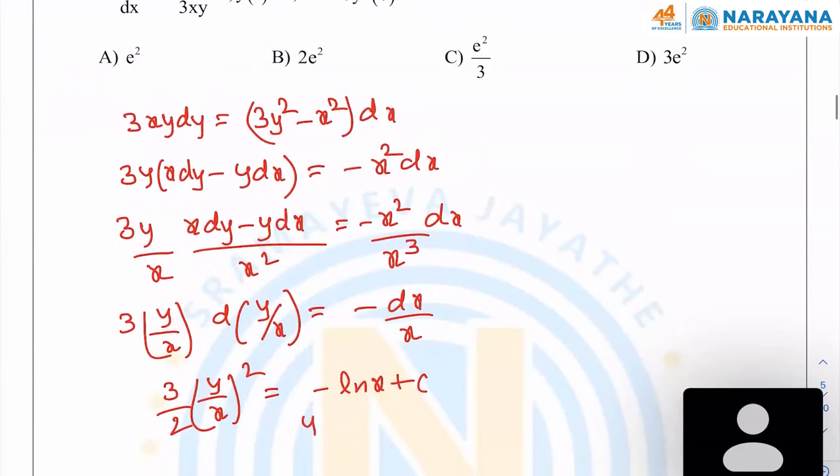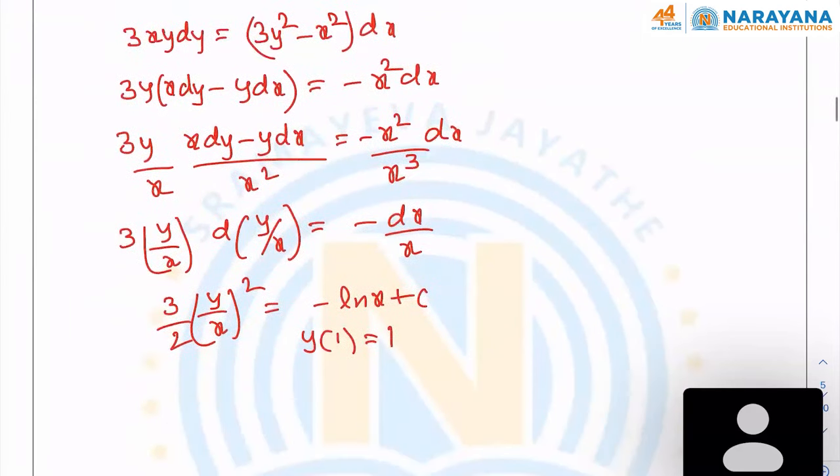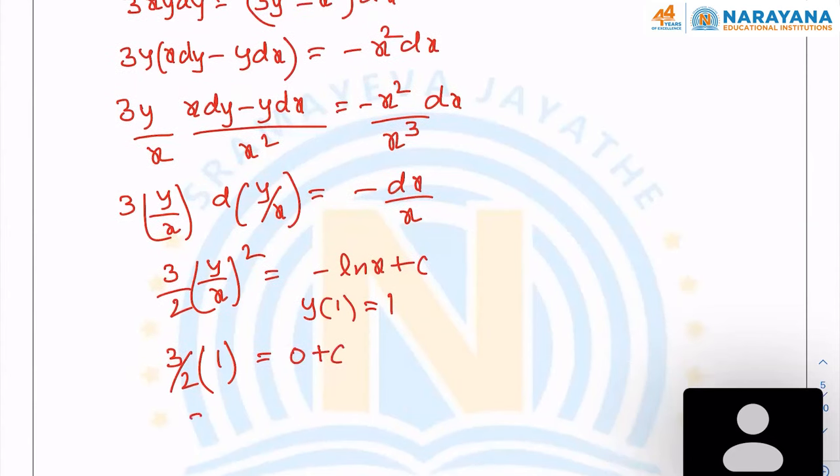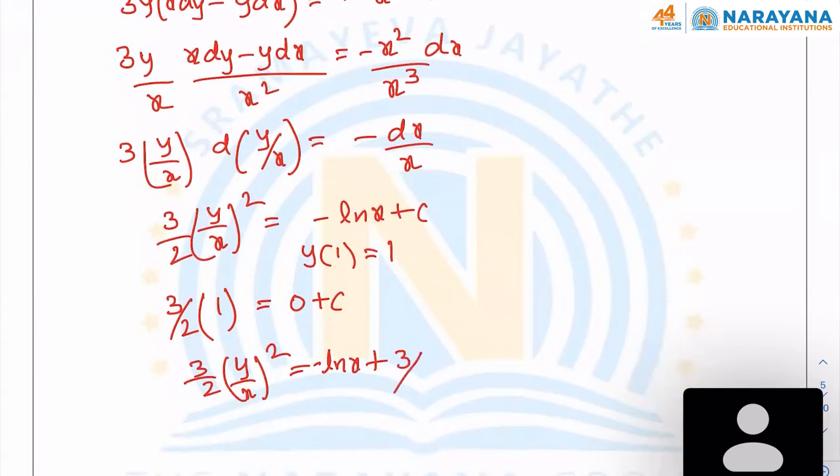y of 1 is equal to 1. So 3 by 2 into 1 is equal to 0 plus c. So the value of c, the integration constant, is 3 by 2. So 3 by 2 into (y by x) whole square is equal to minus ln x plus 3 by 2.